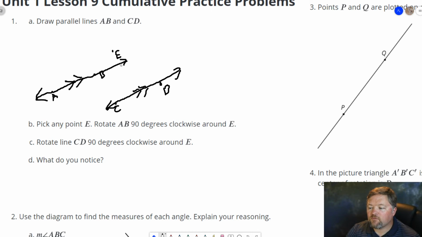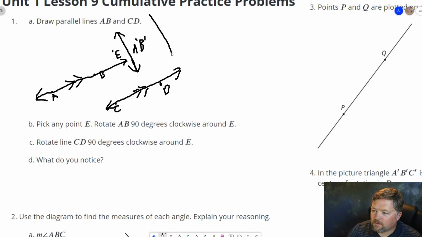So now if I rotate E 90 degrees, or rotate AB 90 degrees around E, I'm going to get a line that looks about like this. And if I do CD 90 degrees around E, I'm going to get about this.